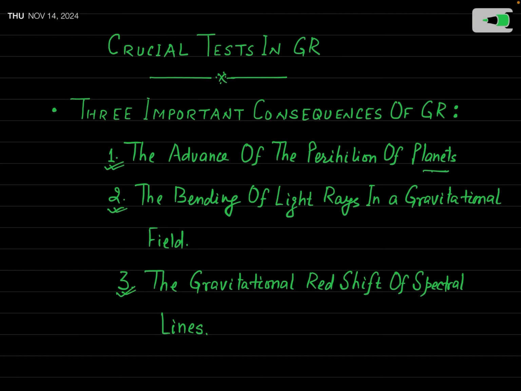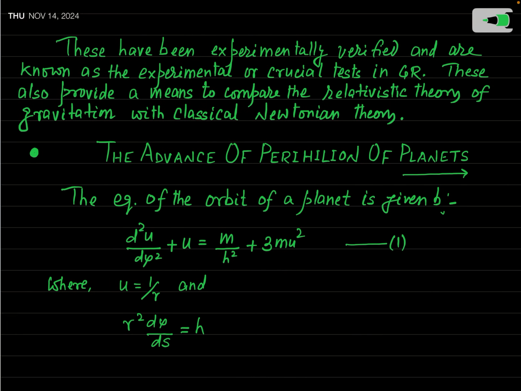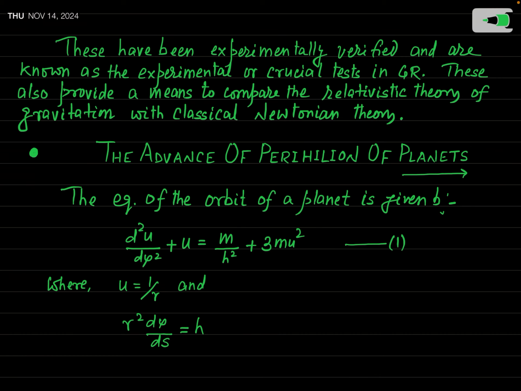As I have told you, all these three consequences of general relativity have been experimentally verified, and therefore these are known as the experimental or crucial tests of the theory of relativity. Moreover, these phenomena also provide a means to compare the relativistic theory of gravitation with the classical Newtonian theory. So now let us start to discuss the problem of the advance of perihelion of planets.